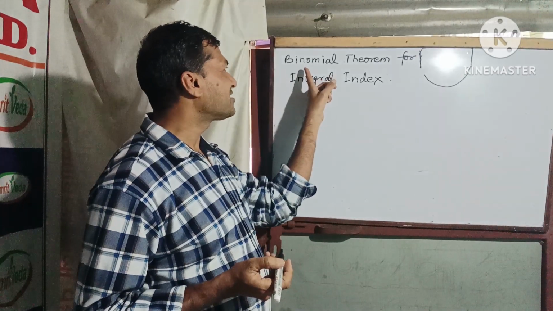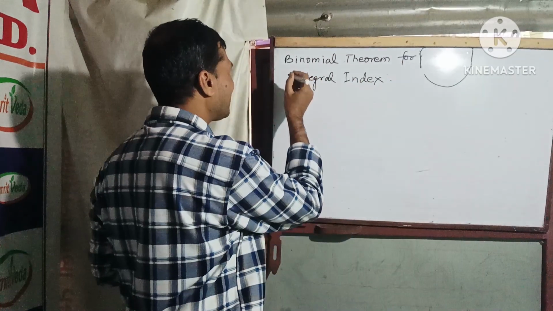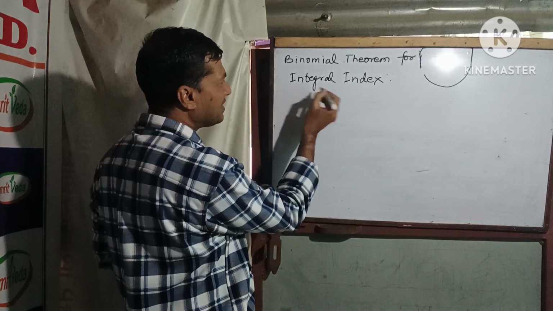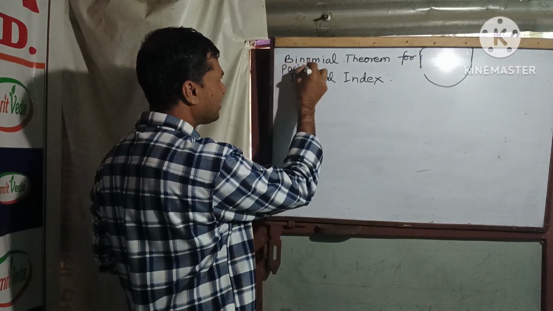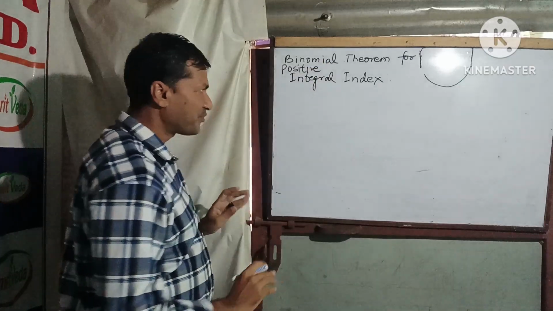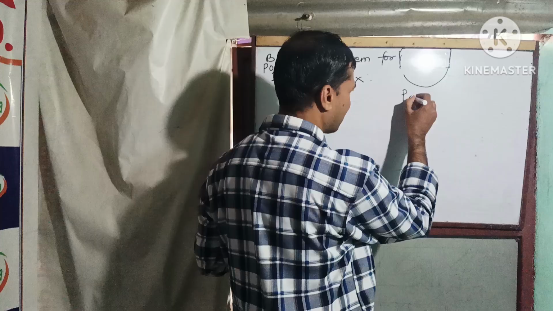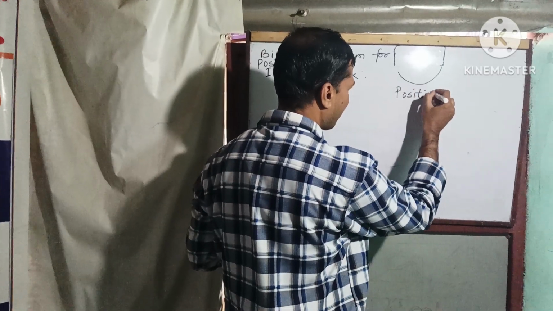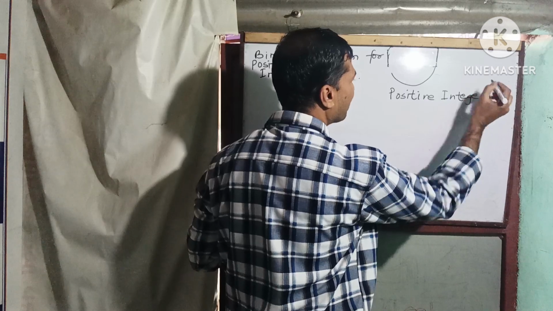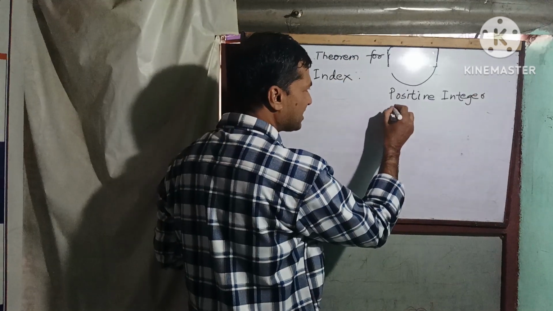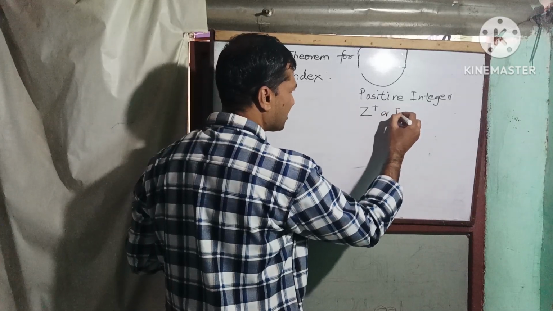I'm going to discuss the binomial theorem for positive integral index. Only for positive integral index. So first of all, we try to know what a positive integer is. I think all of you know this. Simply, positive integers we denote by Z plus or I plus.